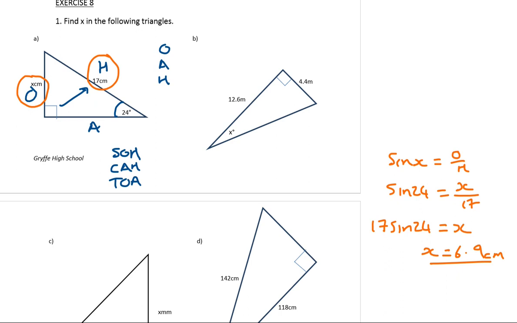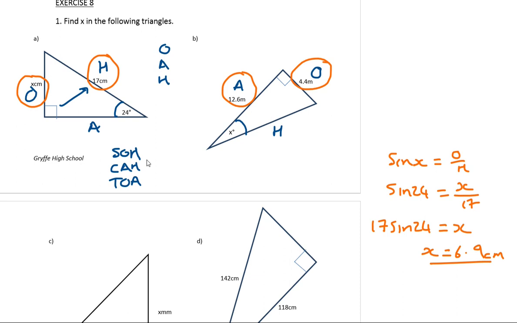Let's look at question 2. Do the same again. So first we want to label up our triangle. There's our angle, and we know something that's opposite the angle, and we know something that's adjacent to the angle. We do not know the hypotenuse. So I know an opposite, and I know an adjacent. So that's going to be TOA. I can't do cos because I don't have the hypotenuse. I can't do sine because I don't have the hypotenuse. So it's going to be tan.